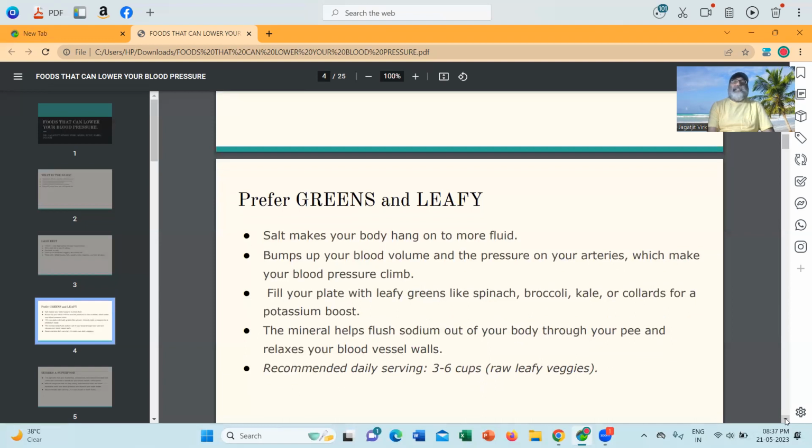Prefer greens and leafy vegetables. Salt makes your body hang on to more fluid, bumps up your blood volume and the pressure on your arteries, which makes your blood pressure climb higher. Fill your plate with leafy greens like spinach, broccoli, kale, or collard for a potassium boost. The mineral helps flush sodium out of the body through your pee and relaxes your blood vessel walls. Recommended daily serving: 3 to 6 cups of raw leafy veggies.